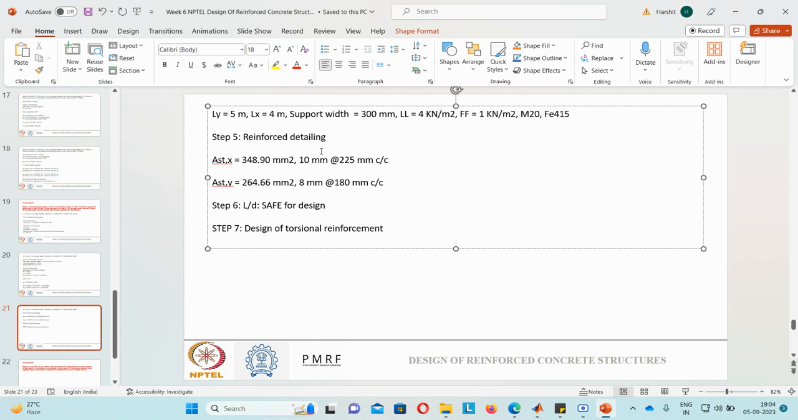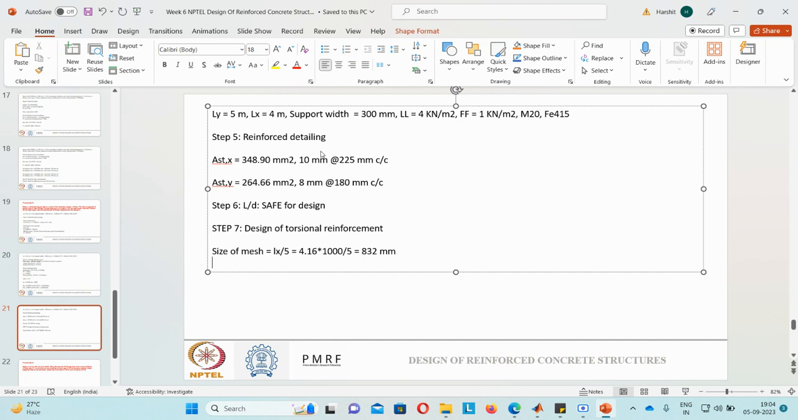How do we design for torsional reinforcement? We know the size of the mesh is nothing but Lx by 5. Lx we know is 4.16 divided by 5, so it will come out to be 0.832 meter. I will convert it into millimeter by multiplying by a thousand, so it is 832 mm. This is the size of the mesh along the x and y direction that we need to provide.